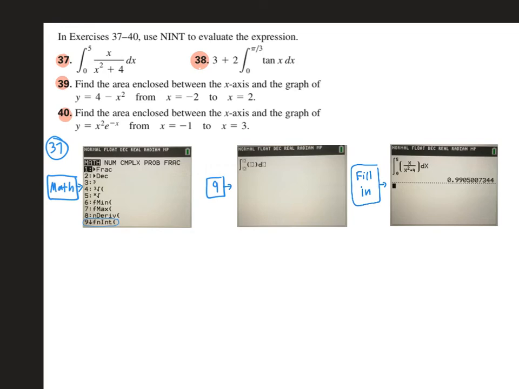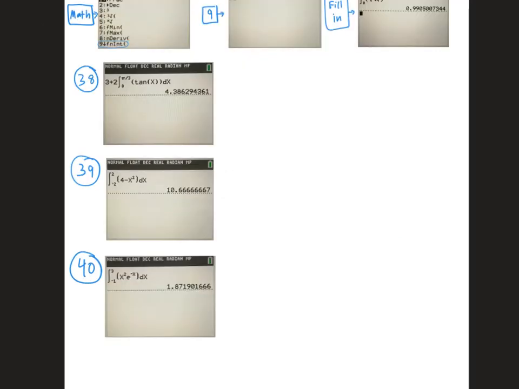So here I'm going to do the rest in the calculator to at least just give answers. Actually, let me do 38. All right, so those are the rest of the answers there. You can pause it and check if you want.